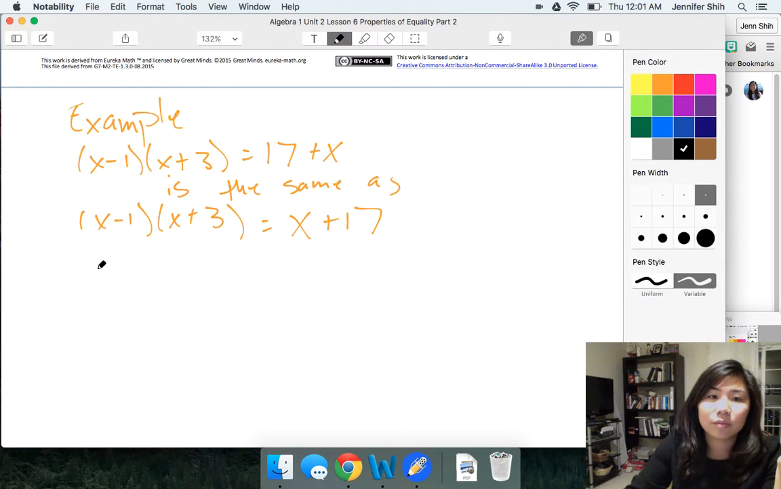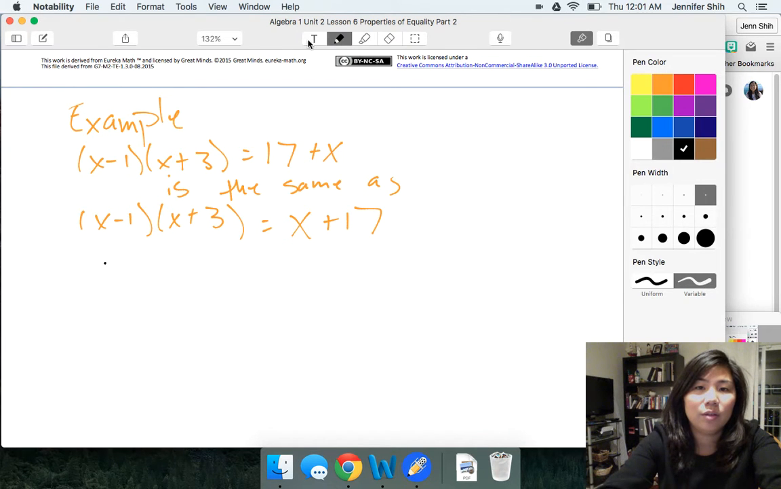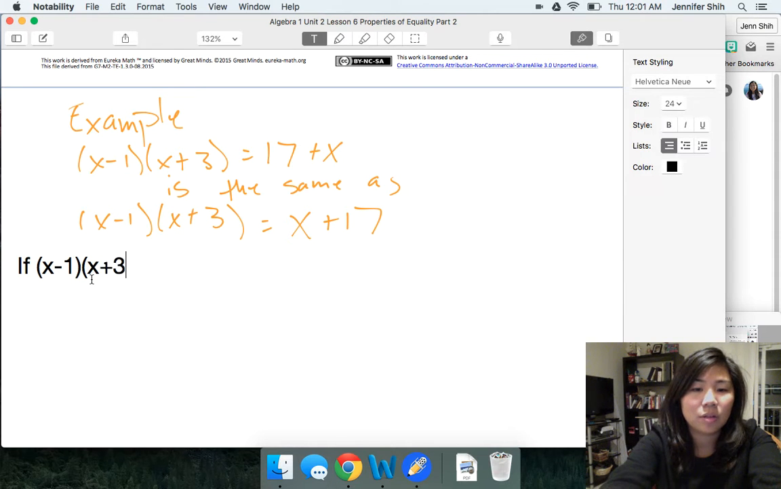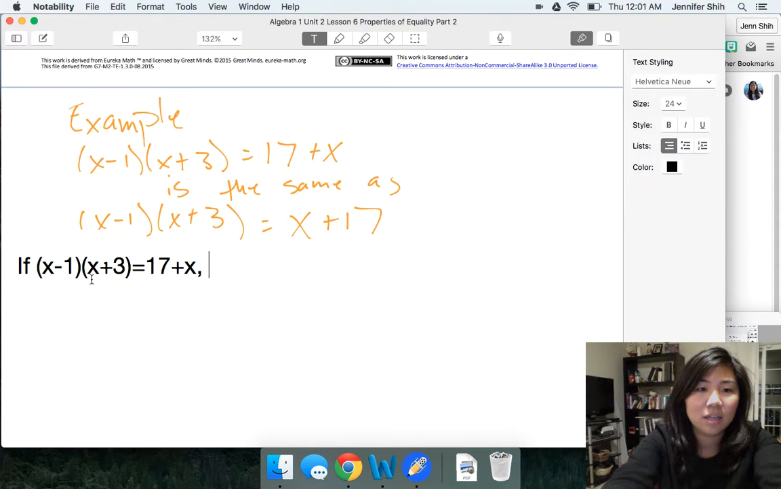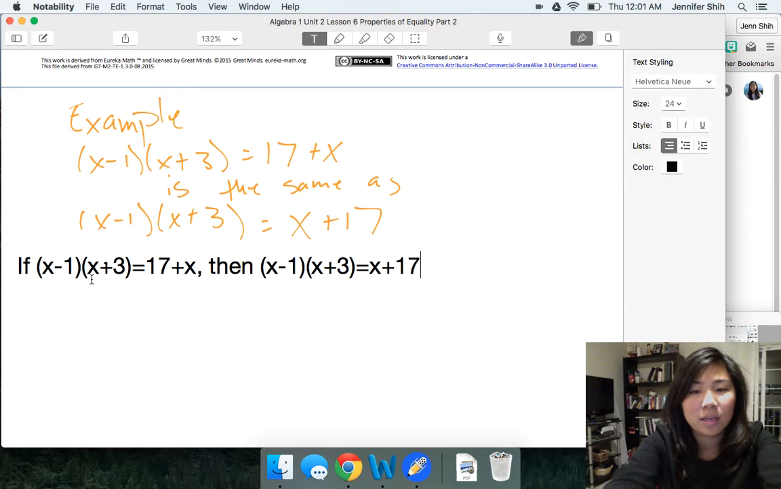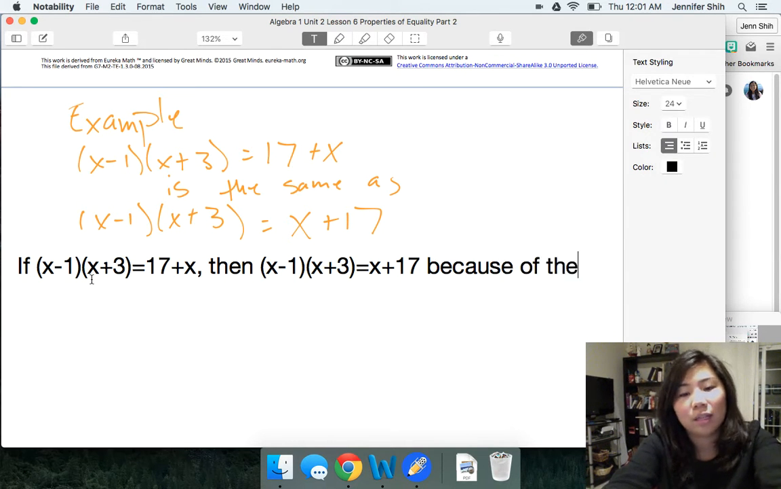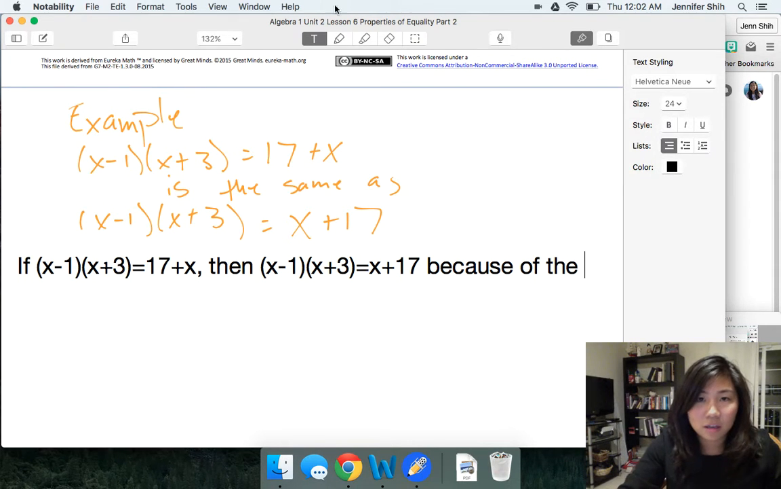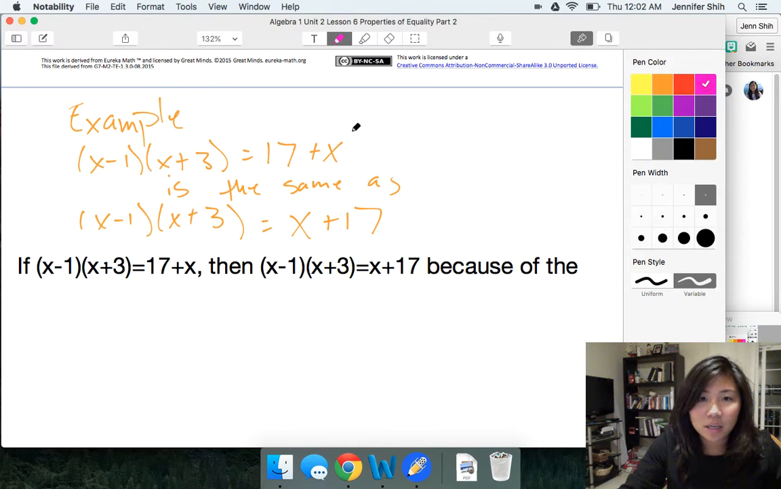Let's do it this way. You'll have to write fast since I'm going to be writing in text. If (x minus 1)(x plus 3) is equal to 17 plus x, then (x minus 1)(x plus 3) equals x plus 17 because of the, what did they do? They switched. Oh, we should annotate that. Get my pink pen. Switch.